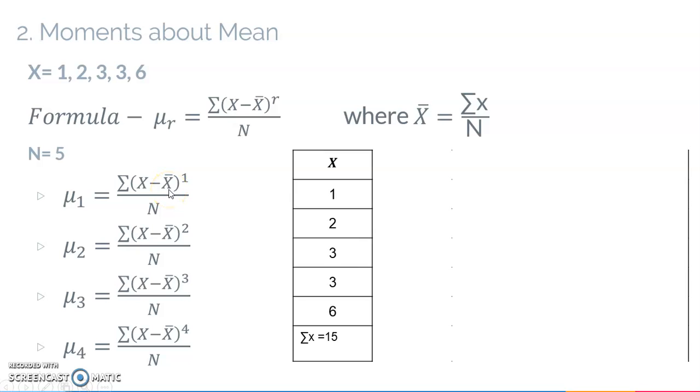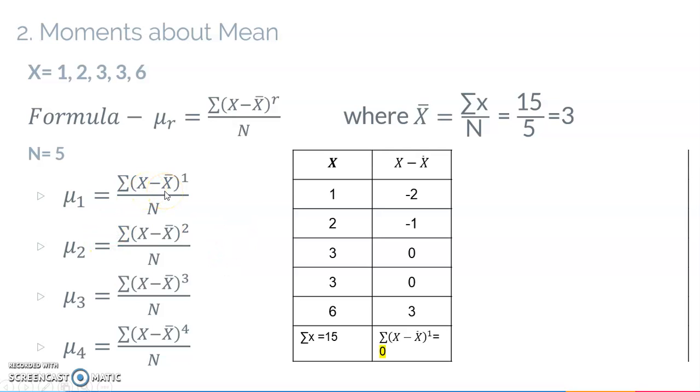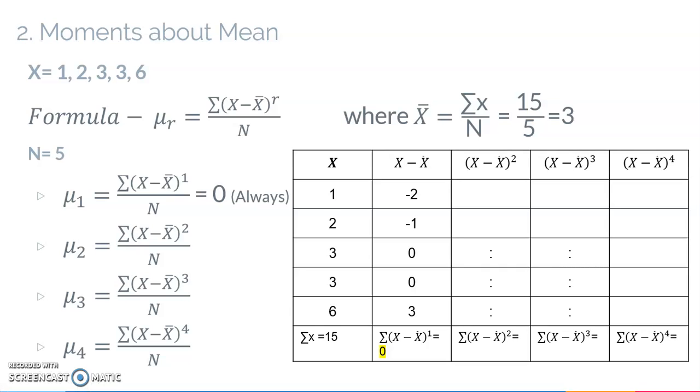So let us create a table, the value of x is with us. In order to find out x bar, we need summation x, that is 15. The value of n is 5. So x bar, the mean, is going to be 3. Now the next thing is you need to find out these values: x minus x bar, then (x minus x bar) square, (x minus x bar) cube and (x minus x bar) raised to 4.